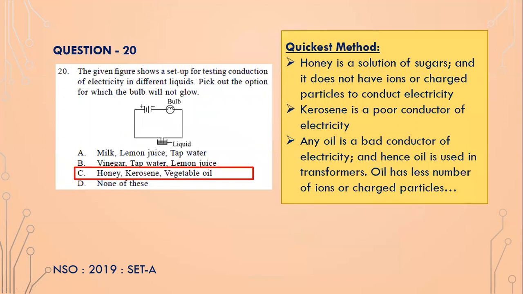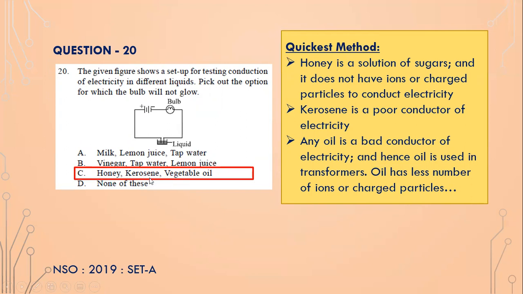The given figure shows a setup for testing conduction of electricity in different liquids. Pick out the option for which the bulb will not glow, isn't it? In honey, kerosene, and vegetable oil. So, honey is a solution of sugars, and honey does not have charged ions or any charged particles to conduct electricity. Honey is a bad conductor.